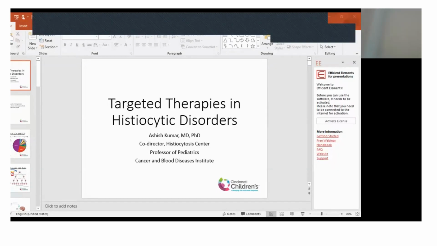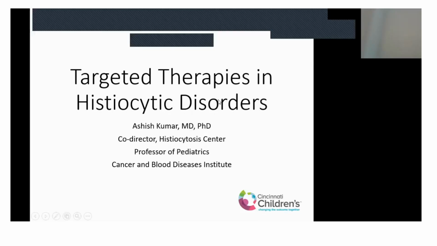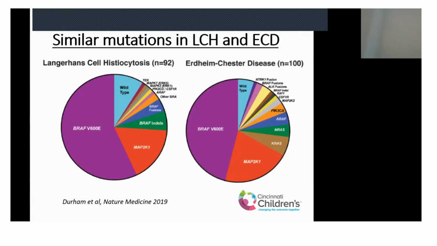The most common histiocytic disease in children is called Langerhans cell histiocytosis. And this is a report from 2019, 3 years ago, comparing the mutation profile of LCH to that of ECD. And if you notice, there's only about 100 patients in each group. They look almost identical. And I think it may be that it's sort of a similar disease that in children we call it LCH and adults would call it ECD, but in reality, the underlying biology might be the same.